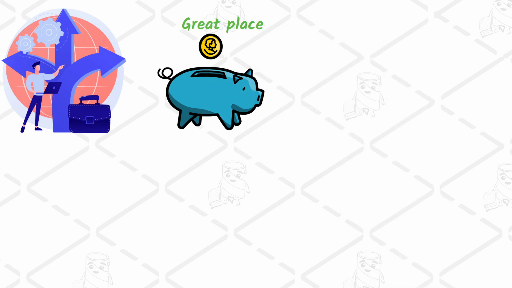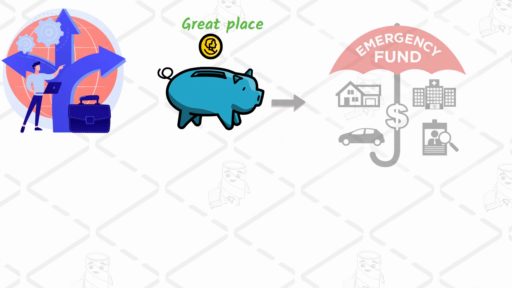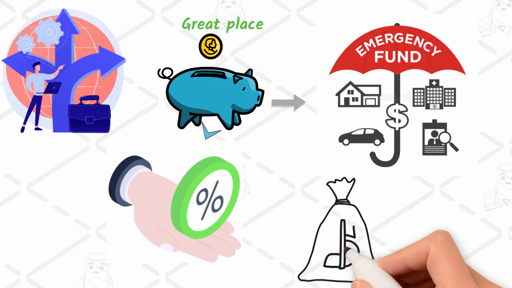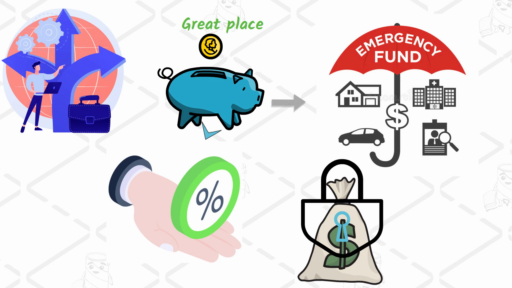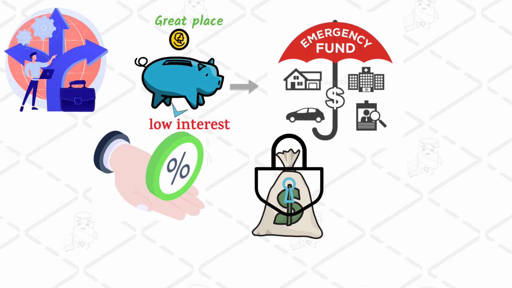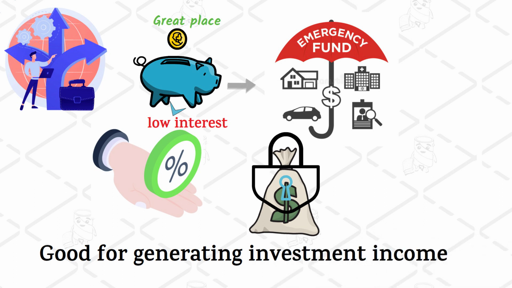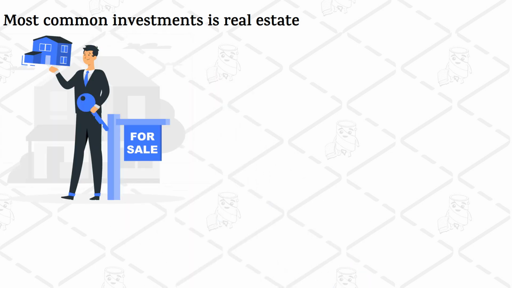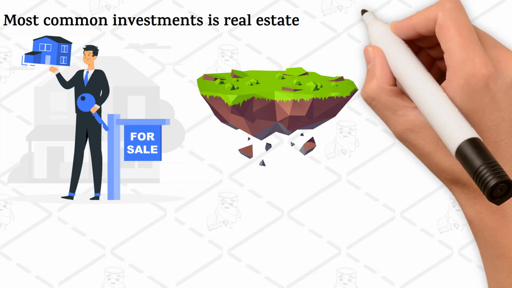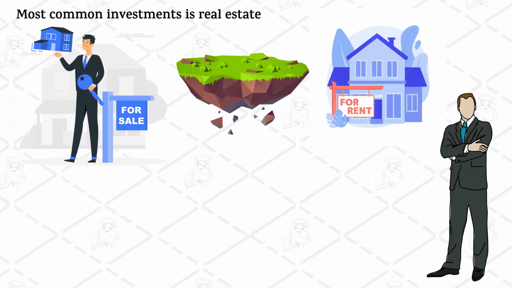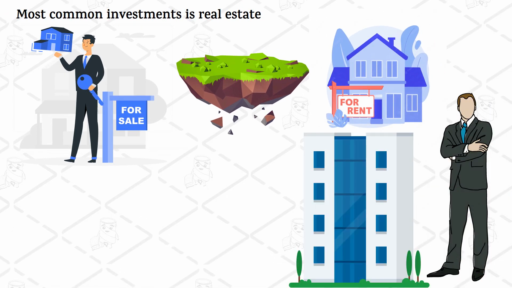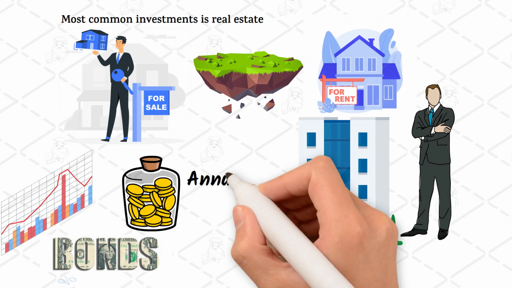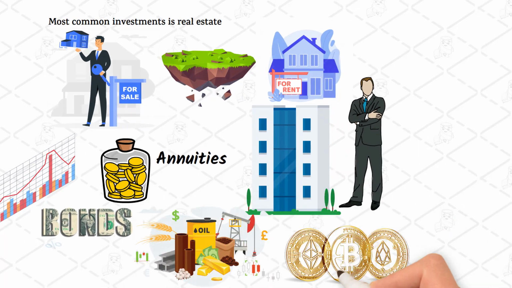As we've discussed in previous lessons, a savings account is a great place to keep your emergency fund because it pays you a little bit of interest and keeps the money safe for you. But the interest on a savings account is so low that it is rarely considered a good vehicle for generating investment income. One of the next most common investments is real estate. This can be buying your own home, buying land, buying rental properties and becoming a landlord, or buying commercial property for businesses to rent. You can also look at things like stocks, bonds, mutual funds, annuities, commodities, and cryptocurrencies.